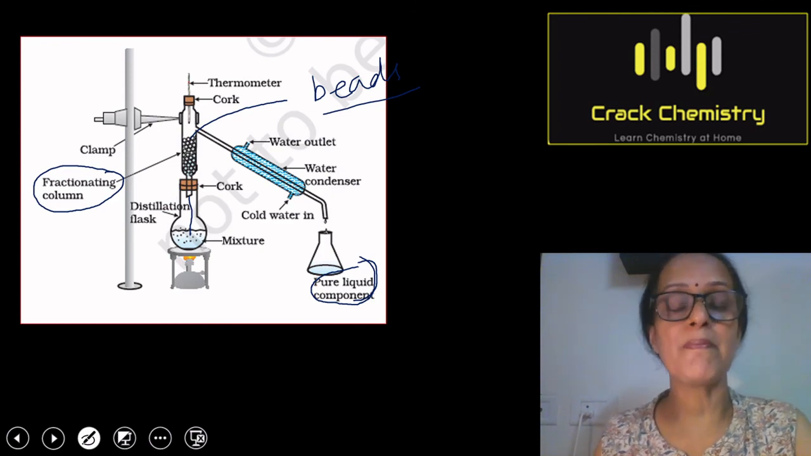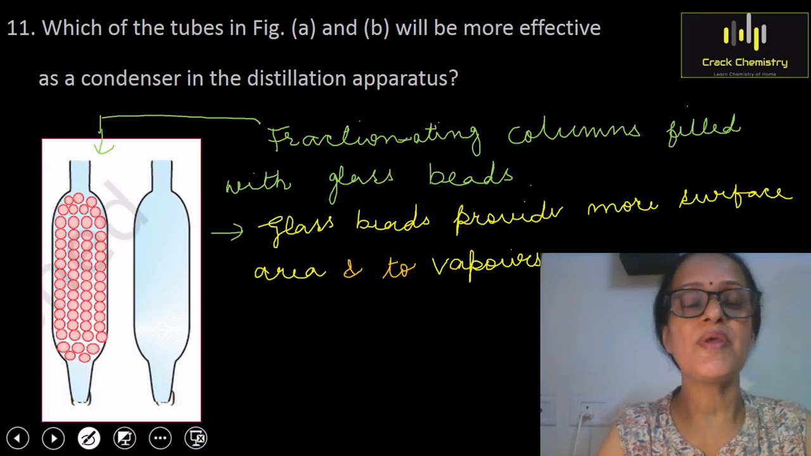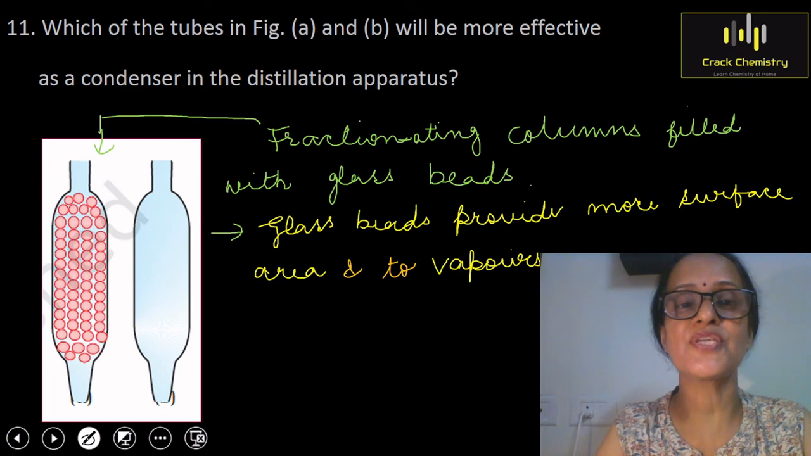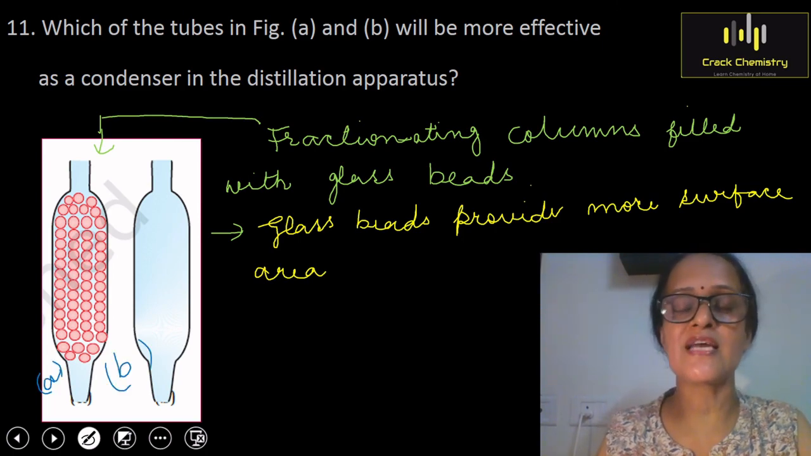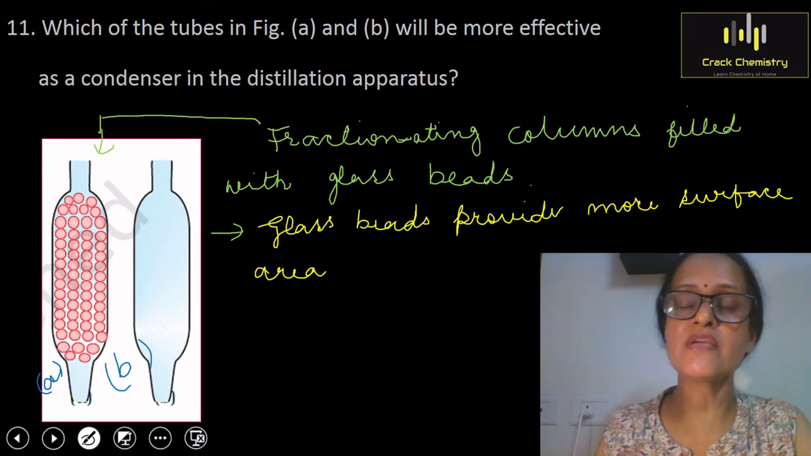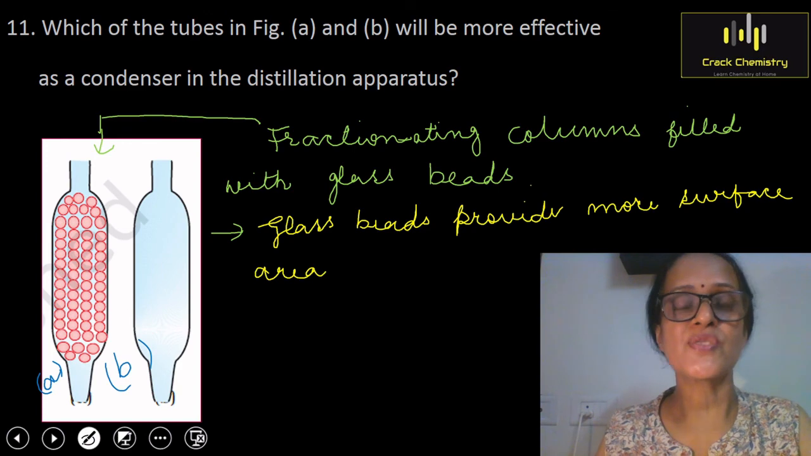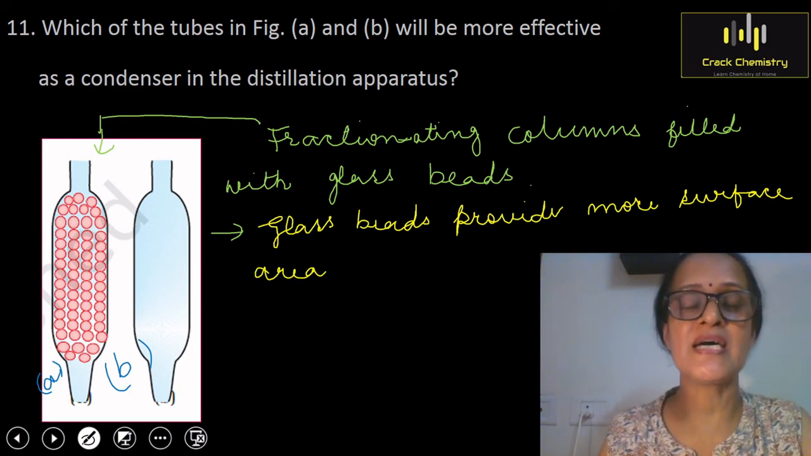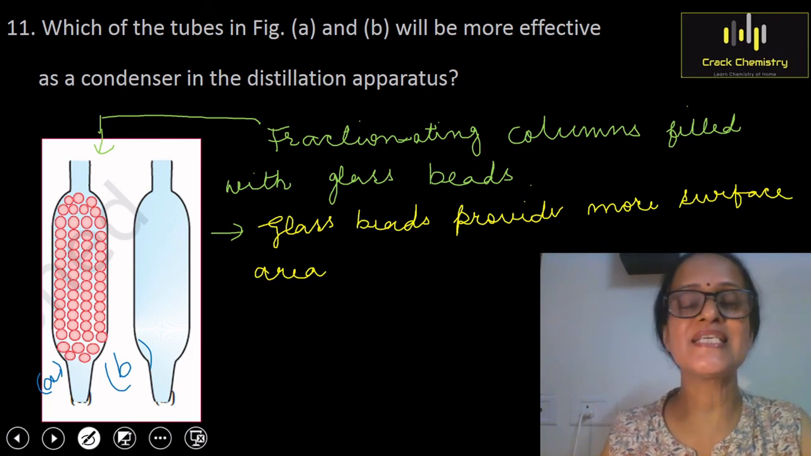So now I am coming back to the question. The question is which of the tubes will be more effective as a condenser in the distillation flask? You can see that the fractionating column A is fitted with glass beads, which will provide more surface area for cooling, whereas fractionating column B is empty. It's not filled with glass beads, so the purpose will not be served. So the tube in figure A will be more effective as a condenser in the distillation apparatus. I hope it is clear to you.